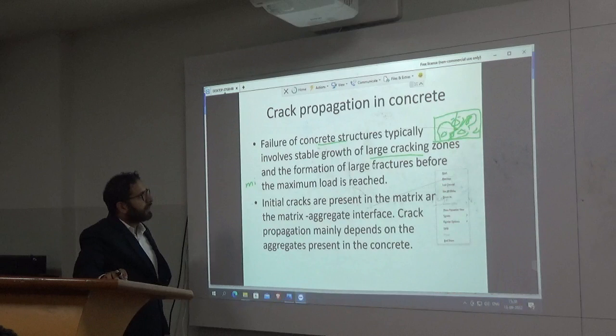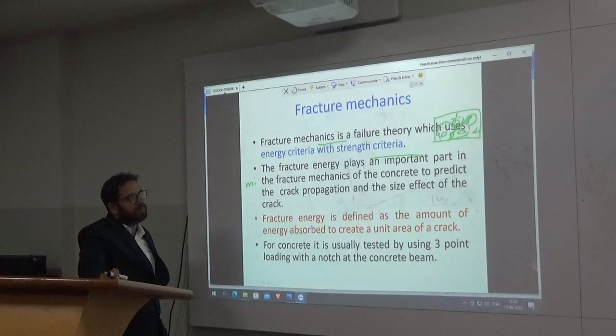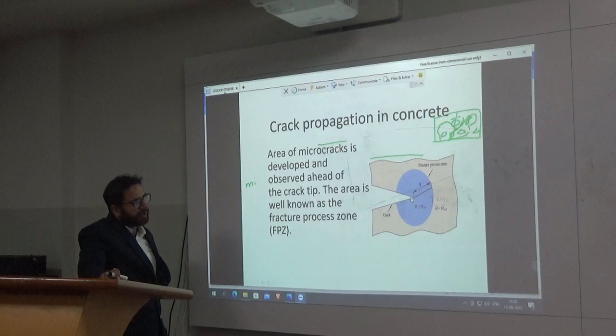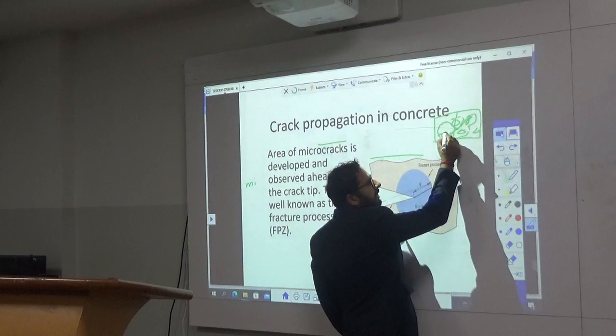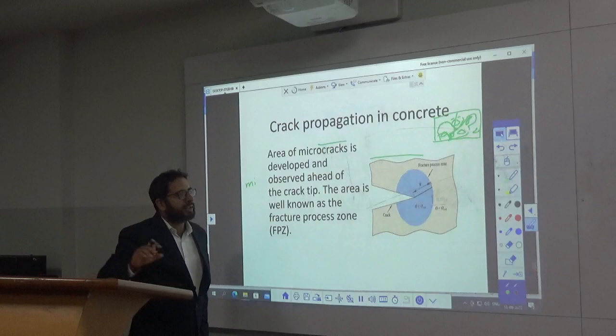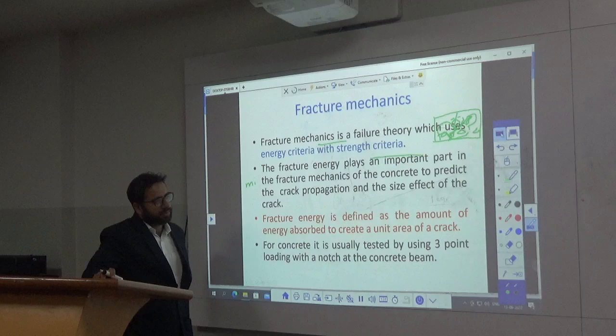Large cracking zones and the formation of a large fracture before the maximum load is reached are the major cause of the failure. So initially the cracks are present in the matrix, then in the matrix aggregate interface. Further, if you apply a high load, then the aggregates will break, right? So this is the area where the cracks will appear. Basically the crack will start from the matrix, then it will transfer to the interface of matrix and aggregate, then it will collapse the structure.